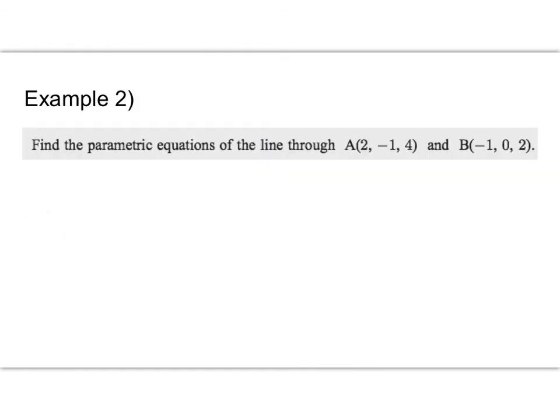Okay, so let's put that into practice. I have 2 points, A and B, and we're going to find the parametric equations of the line through A and B. So line A to B, that's my initial value here, and here is my second value. And this is my direction vector.